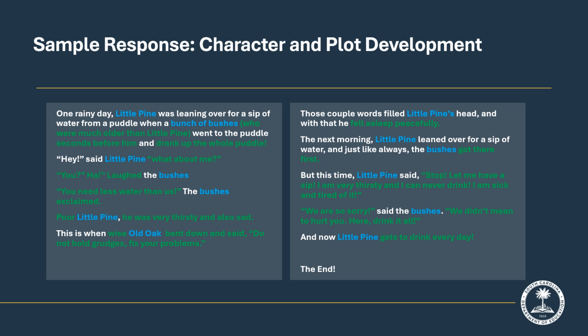However, the bushes change at the end of the story as a result of Little Pine expressing his feelings. They apologize and begin sharing the water. We learn that Little Pine is the youngest, upset about not getting to drink from the puddle, and that he is thirsty and sad. We also know that he listens to his elders and stands up for himself, which resolves his problem. The development of Little Pine and the bushes is directly connected to the plot development.